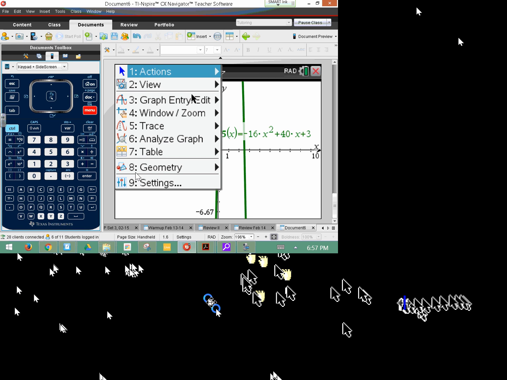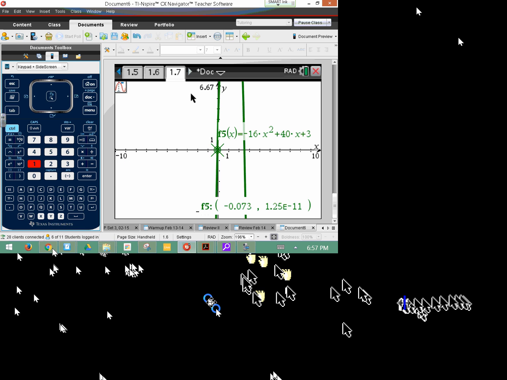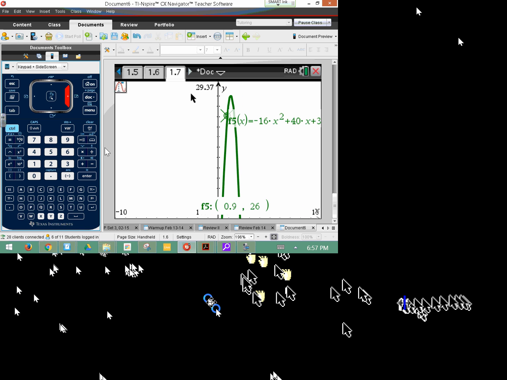So menu, 5, 1. And let's just trace until we get the max. It looks like we're going to go up and up and up. All right. Let's see, I'm not quite there. Oh, yeah, I'm there. So it looks like the maximum is at 1.25. Maximum height of the ball is 28 at 1.25 seconds.